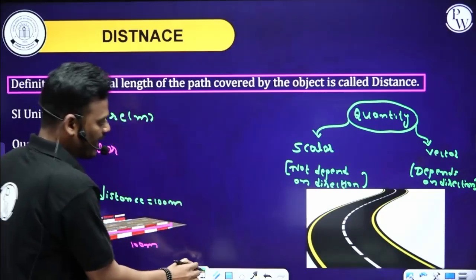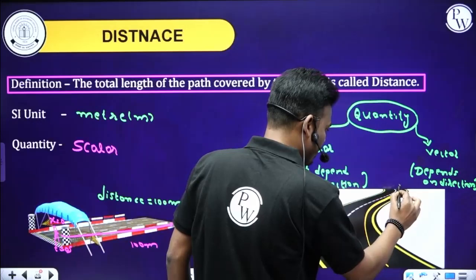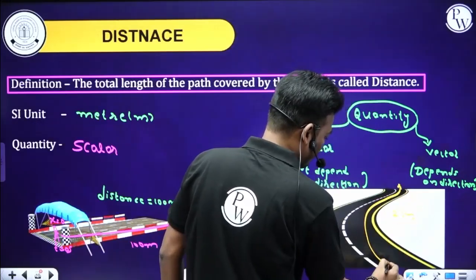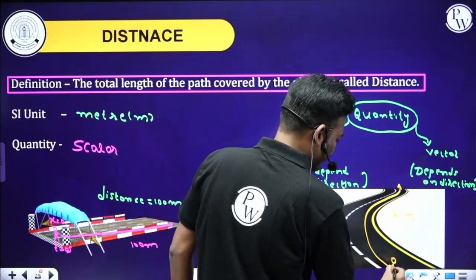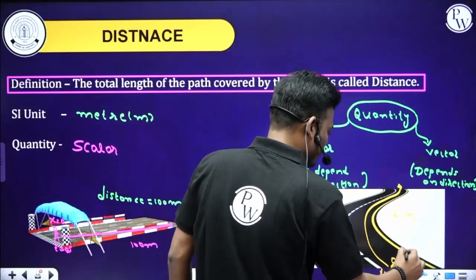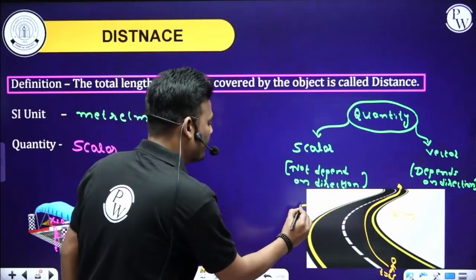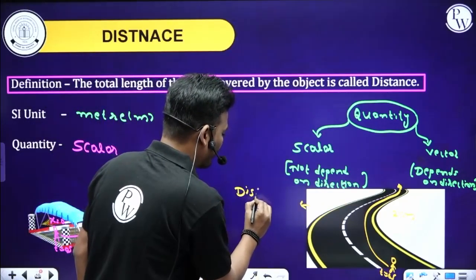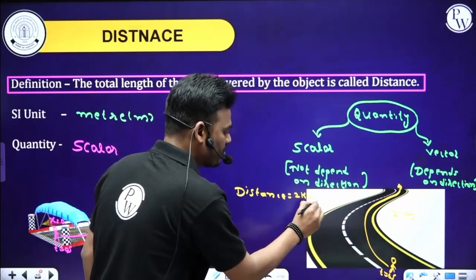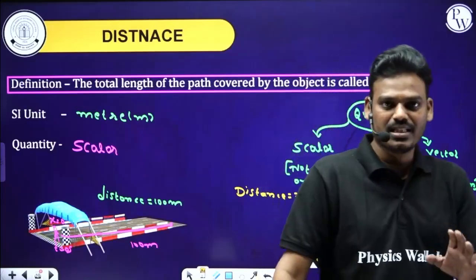Then in this case, let's consider the length of the path from here to here is 2 kilometer. The body has started its journey from here at t equals 0 second, and till here the total length of the path is 2 kilometer. Therefore, what is the distance in this particular situation? The distance is 2 kilometers. Got it? So this is about distance.